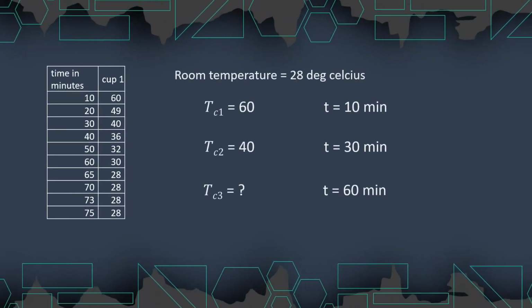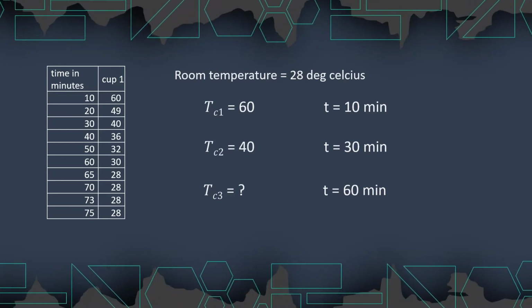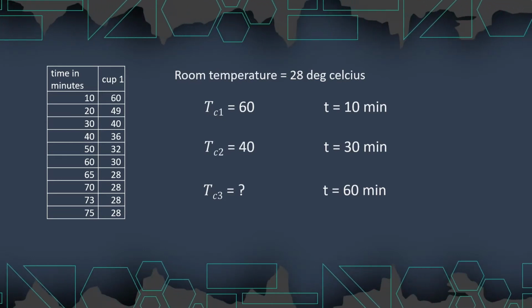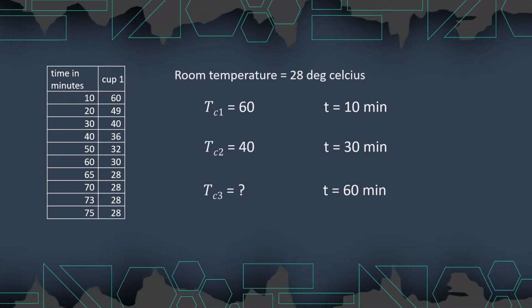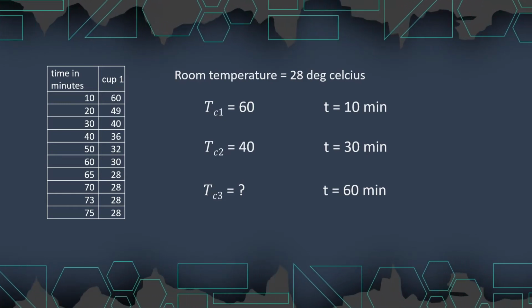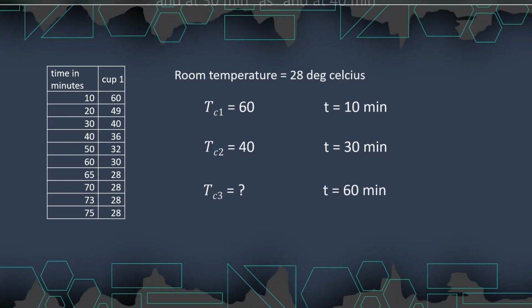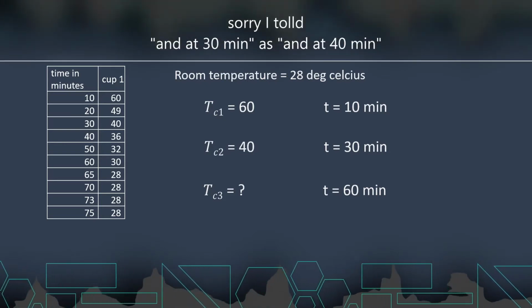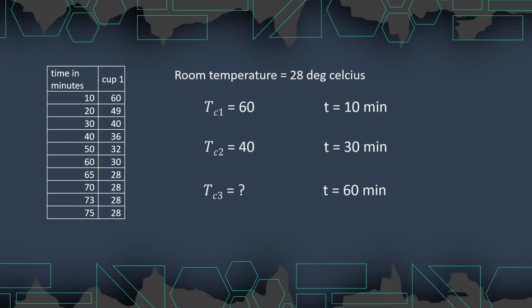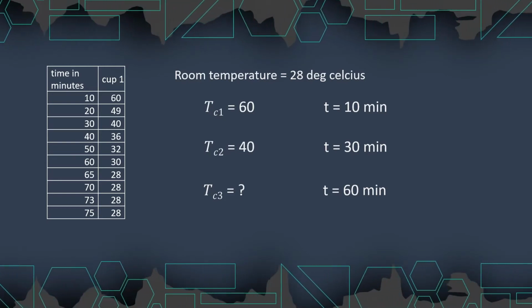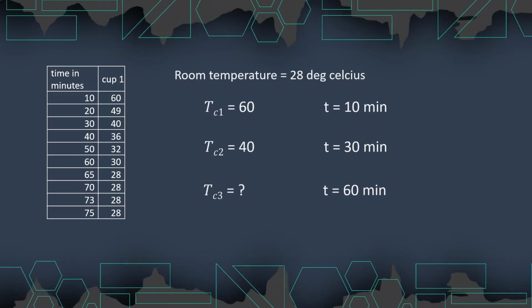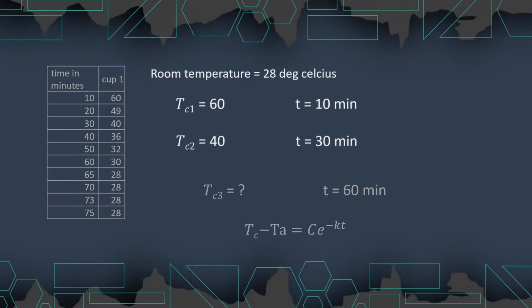Let us take a real world example. The table data are experimental values, and the room temperature is equal to 20 degrees Celsius. At time equal to 10 minutes, the temperature of the coffee is 60 degrees Celsius, and at 40 minutes, the coffee is at 40 degrees Celsius. We will predict the temperature of coffee at the time 60 minutes, and we will compare it with the experimental values. And remember, Tc minus Ta is equal to C into e raised to the power kt.